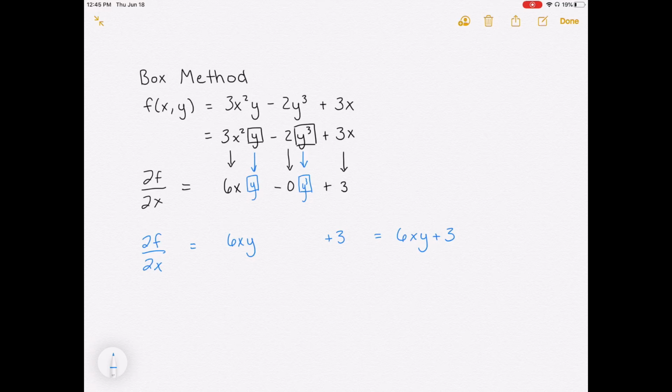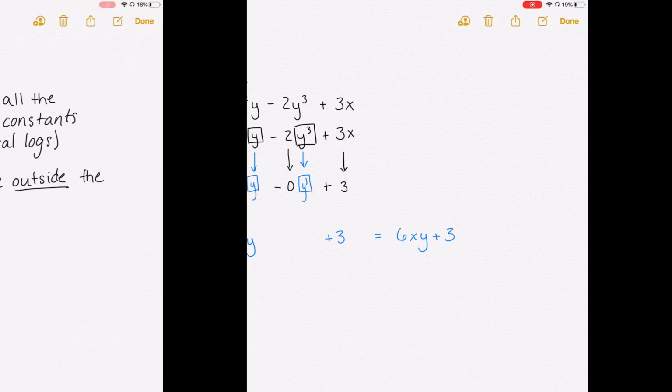In the last step, we simplify this new function. So 6x times y just becomes 6xy. The 0 multiplied by the y cubed becomes 0 because 0 multiplied by anything is just 0. And the 3 is left untouched because there were no boxes in that piece to begin with.